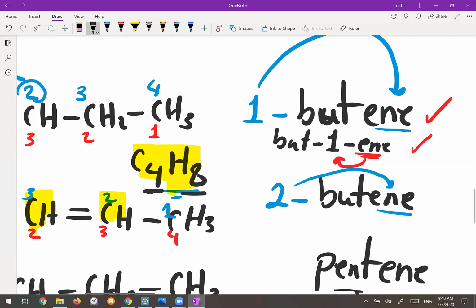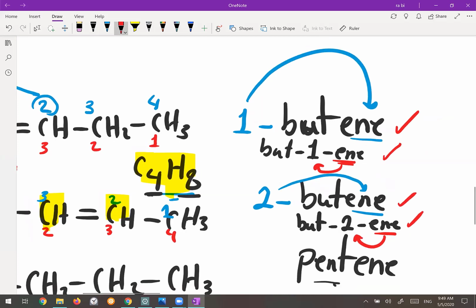So if I want to write the more correct name for 2-butene, I have to write but-2-ene. Again, it means the double bond is in the second position. So 2-butene and but-2-ene are exactly the same thing. You can use one system for yourself. And as I said, your book uses the first one, so your book writes 2-butene.